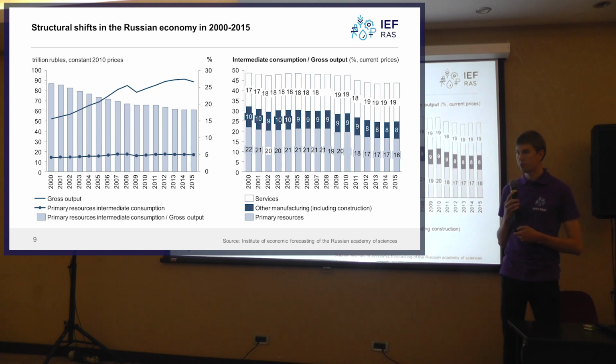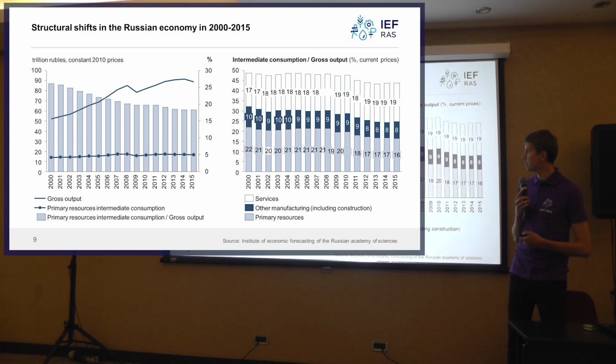The second factor of reducing contribution of agriculture and food industry to GDP is growing productivity in the Russian economy, not only in the agriculture sector, but in the Russian economy as a whole. Here we have a graph that shows the dynamics of primary resources used to gross output ratio, and it's steadily reducing. That's the result of growing productivity in the economy and structural changes in the Russian economy.